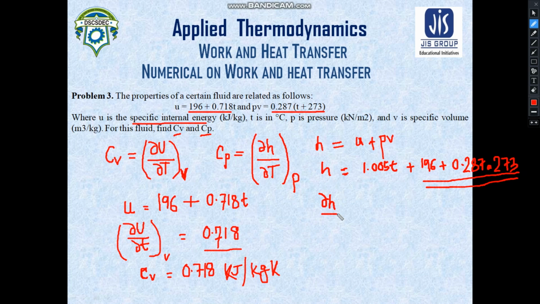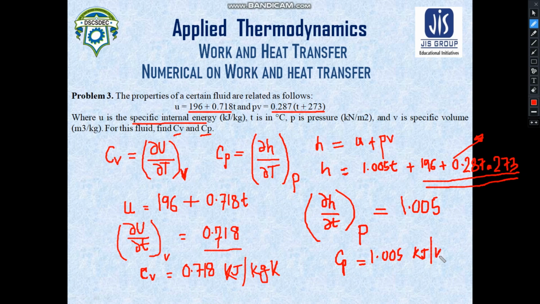So del H del T at constant pressure, these are constant. So when we perform the differentiation, this becomes 0, and with respect to T it will yield 1.005. So the CP becomes 1.005. The unit remains the same as it was in CV, kilojoule per kg Kelvin.